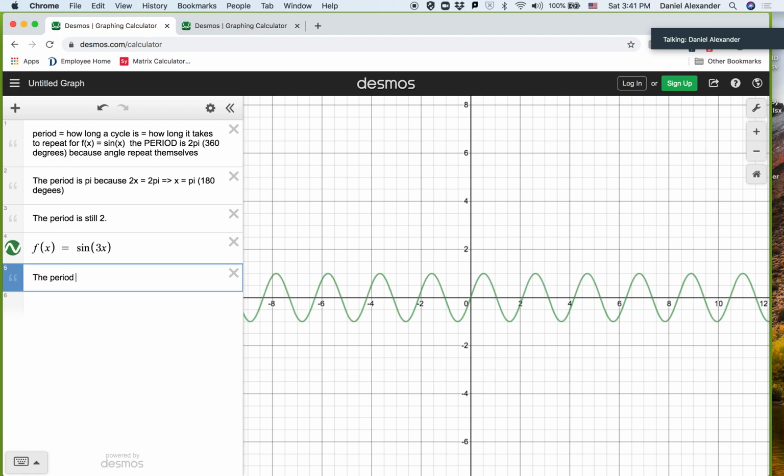So again, the period of sine of 3x equals 2/3 pi. And if you wanted to figure this out, you would solve 3x equals 2 pi, that's when the angles repeat. That would tell you that x is equal to 2 pi over 3. So that's what the period is. So I think you can figure this out.